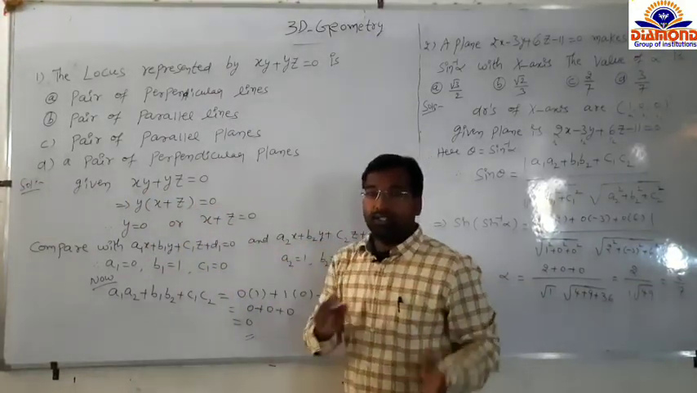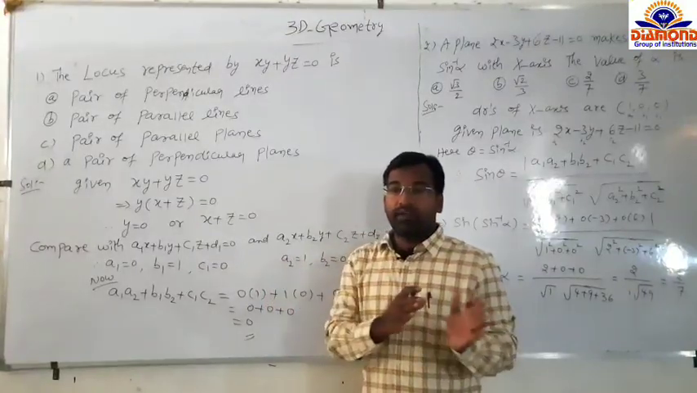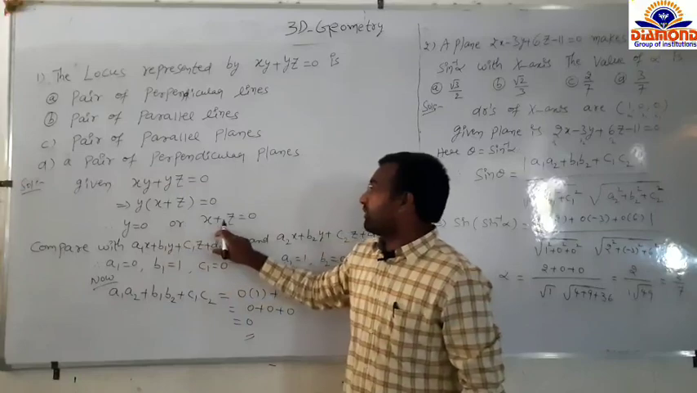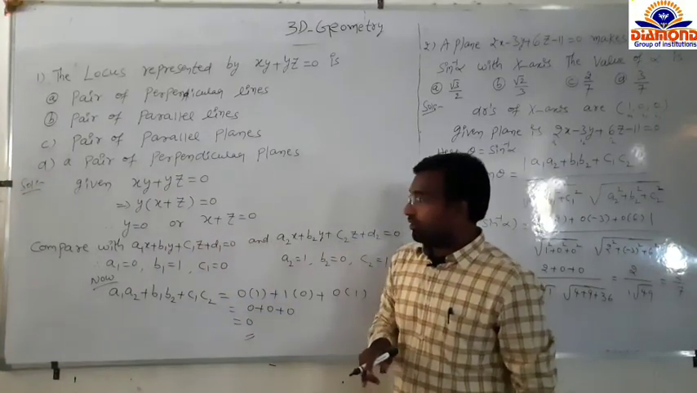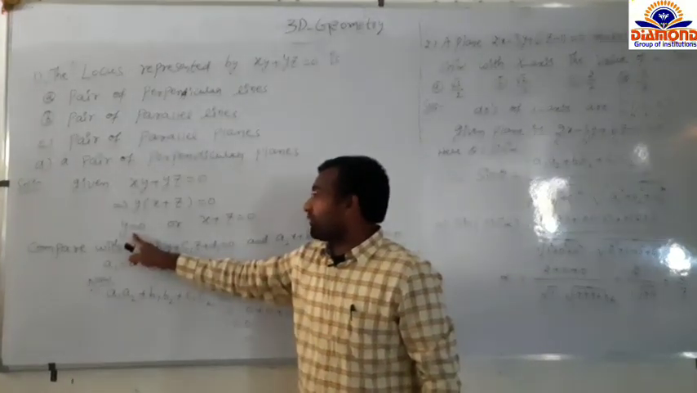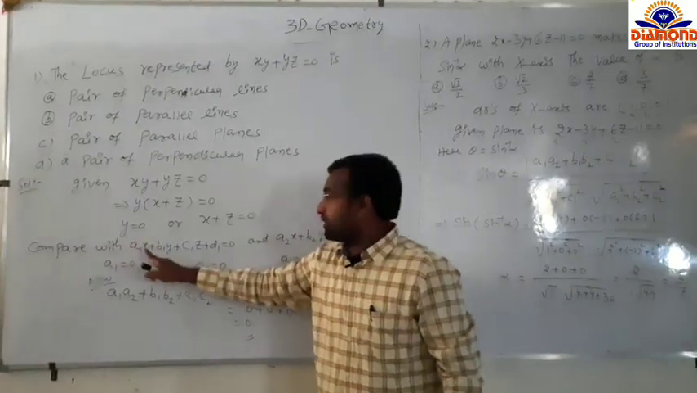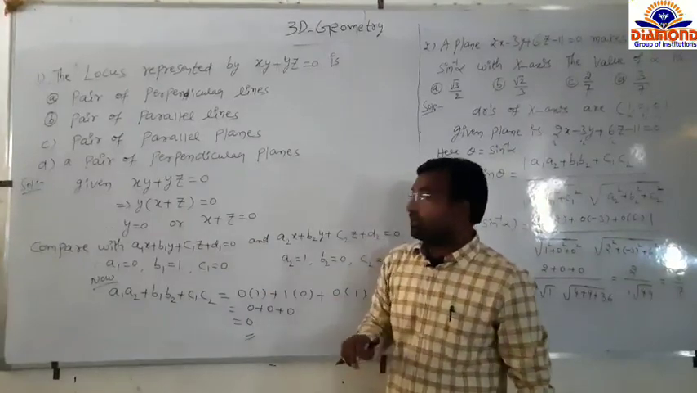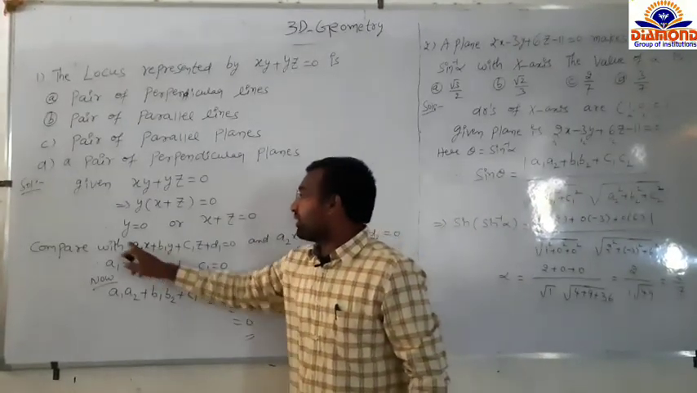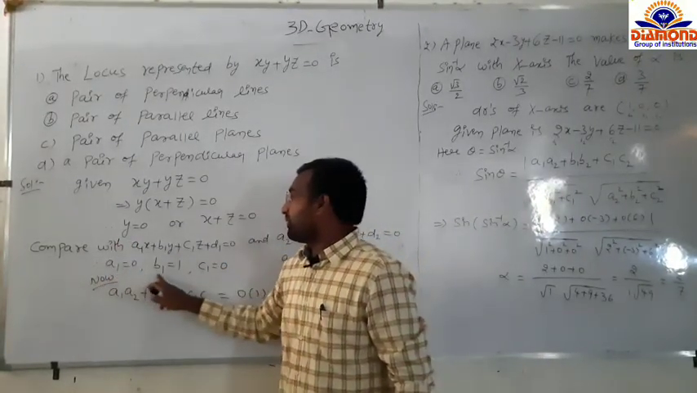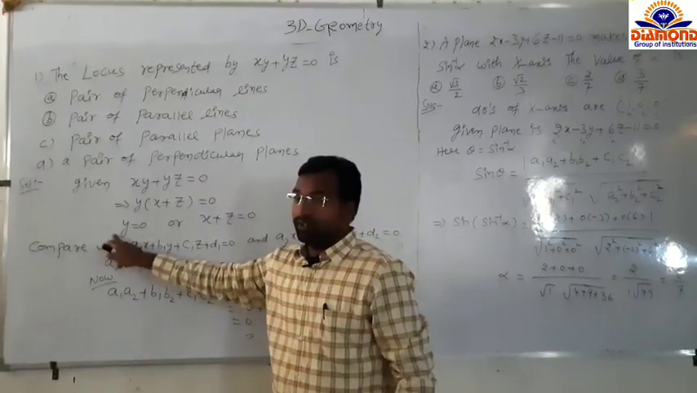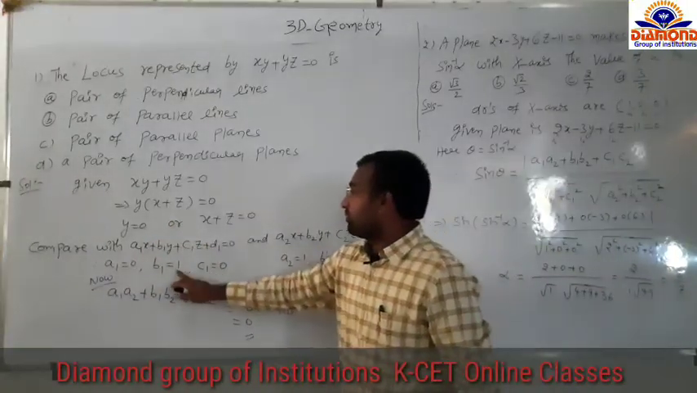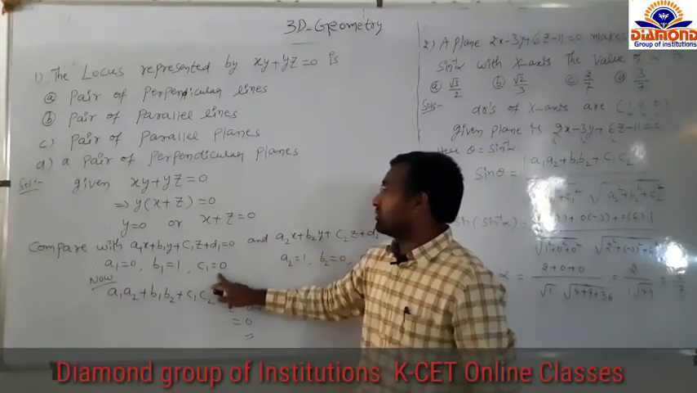So according to the condition a into b equal to 0, a equal to 0 or b equal to 0. That's why here y equal to 0 or x plus z equal to 0. The first equation y equal to 0, compare with a1x plus b1y plus c1z plus d1 equal to 0. What do you get? a1 value 0, b1 value 1 because the y coefficient is 1. Here the x term and z term are not given, so b1 equal to 1, c1 equal to 0.